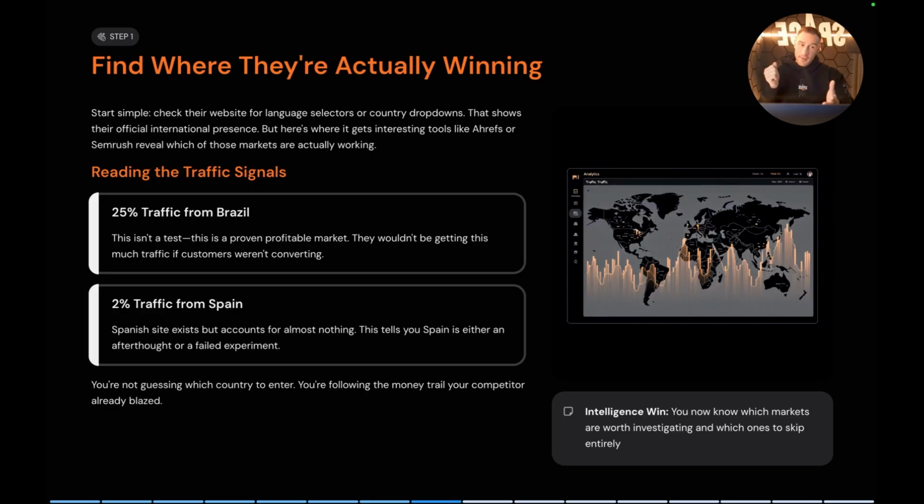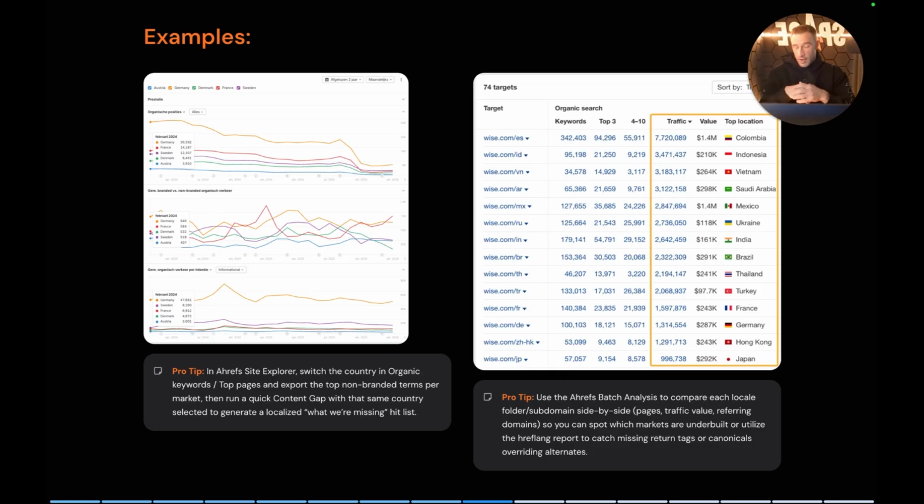It's important to look at these opposites and at the important things. So this single step helps you shortlist which markets are worth deeper analysis. It shows you where they're actually investing the most amount of their money, and it also shows you where they are lacking focus. You can also see which ones you need to skip. So you can utilize Ahrefs for this.